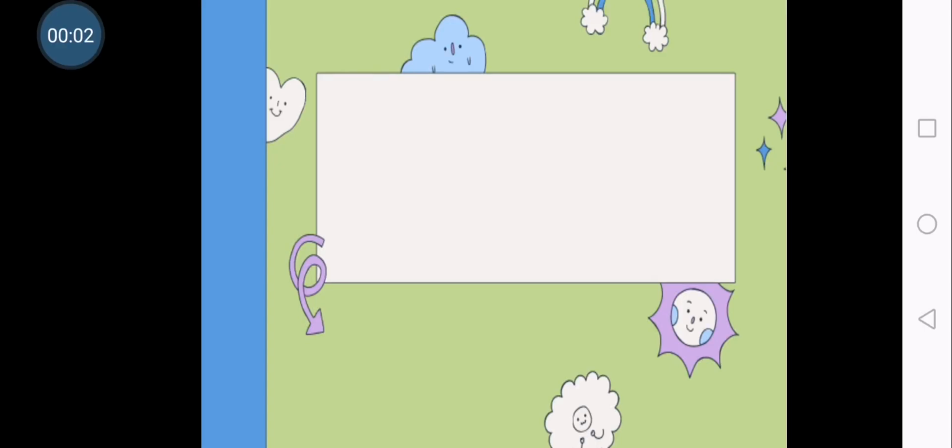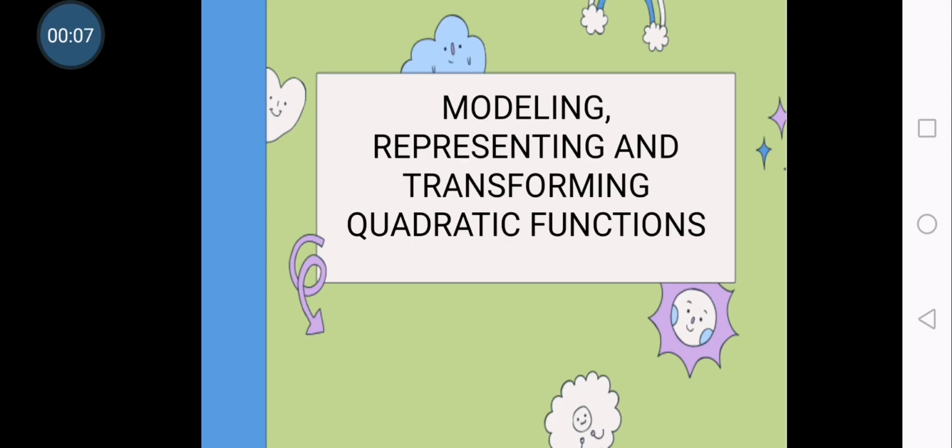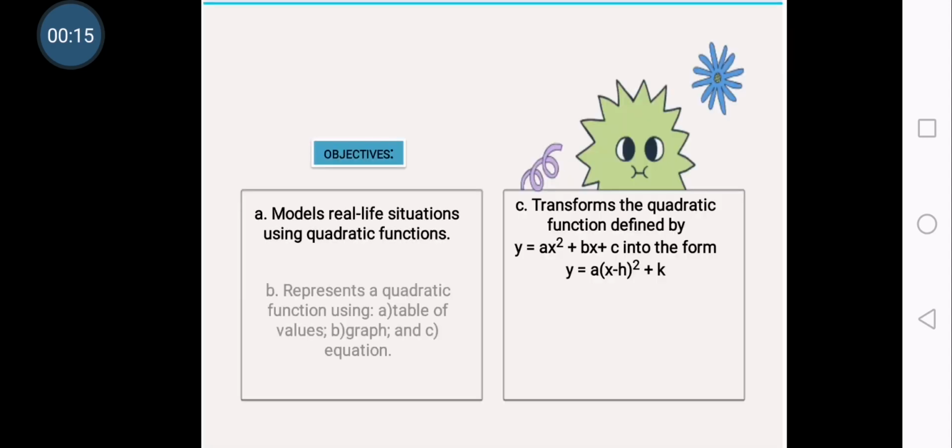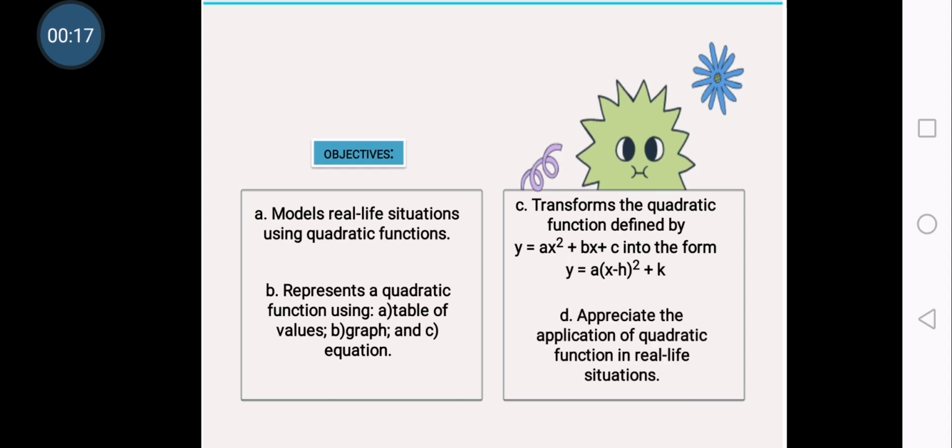Magandang araw, grade 9. Ang topic natin ngayon ay tungkol sa modeling, representing, and transforming quadratic functions. So, ang objective po natin sa unang-una, models real-life situations using quadratic functions. Represent a quadratic function using a table of values, a graph, and equation.